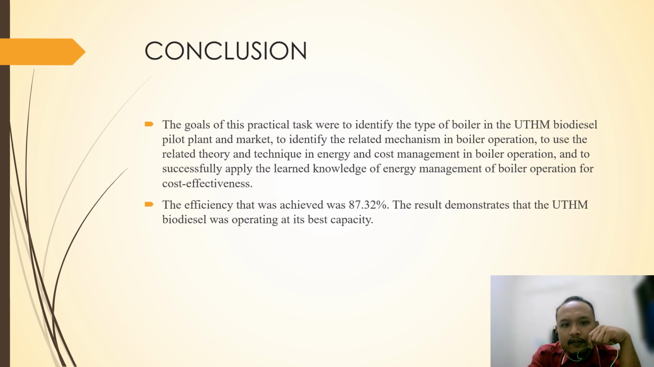The conclusion is that the goal of the practical task is to identify the type of boiler in the Utashan boiler pilot plant and market, to identify the related mechanism in boiler operation, to use the related theory and technique in energy and cost management in boiler operation, and to successfully apply the learned knowledge of energy management of boiler operation for cost effectiveness. Lastly, the efficiency that was achieved is 87.32%. The result demonstrates that the boiler was operating at its best capacity.